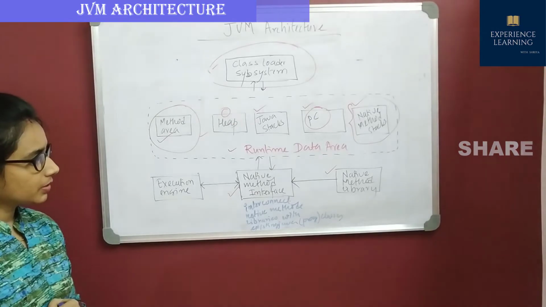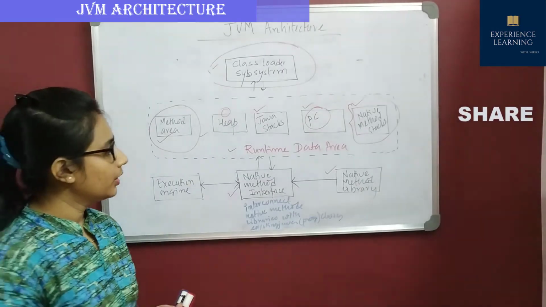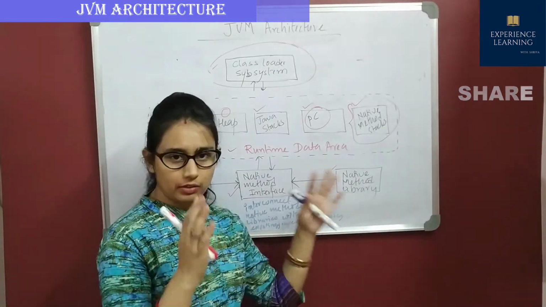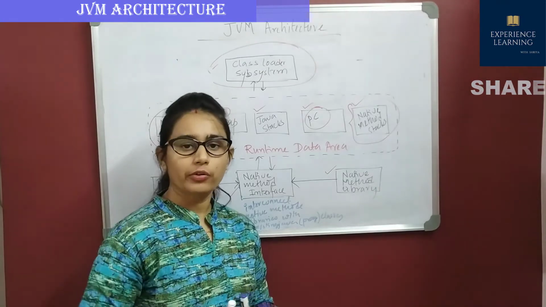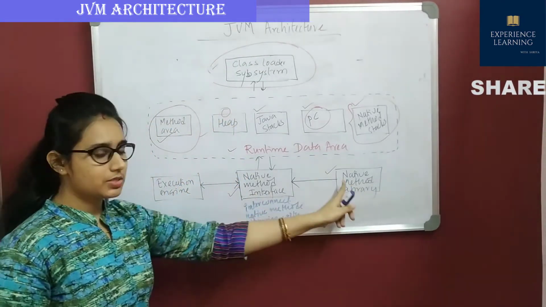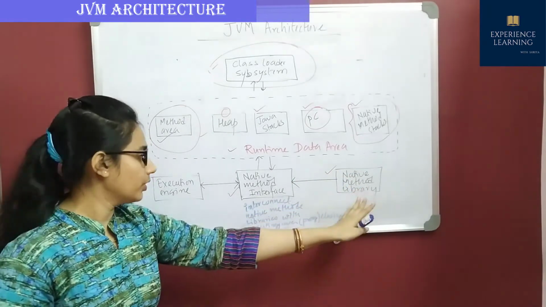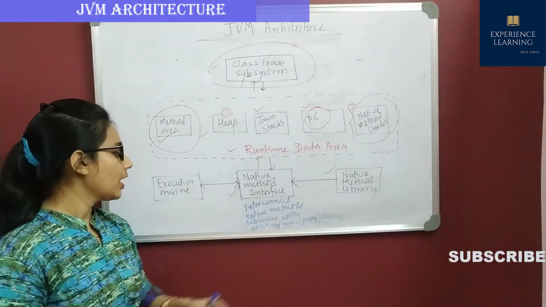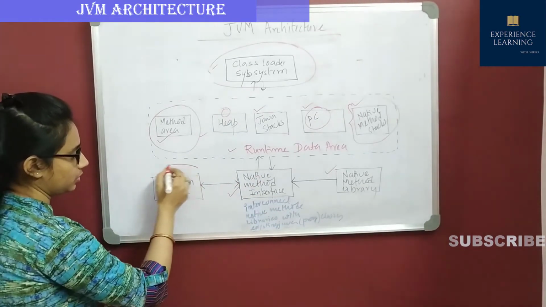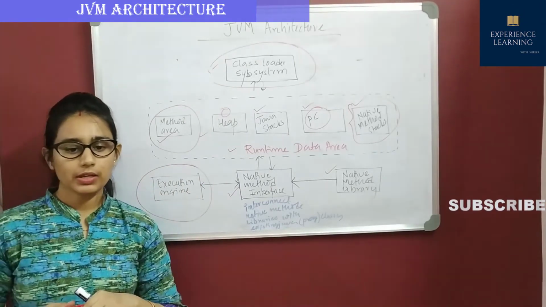Next one is native method libraries. The libraries which are required to execute the code are already there in the native method. This one is already written. So native method libraries provide the definitions which are already given to the native method interface, and now it is going to execute the code using the execution engine.